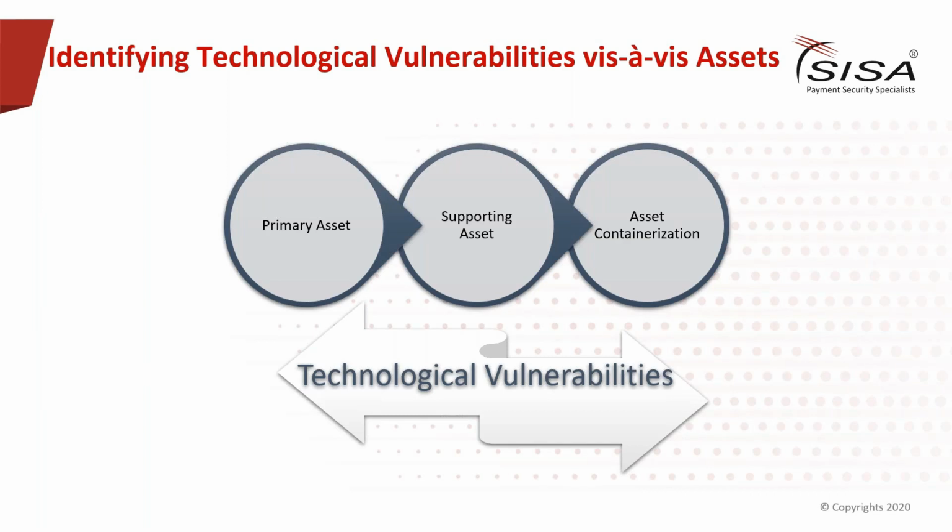And the supporting can be the database server, can be the application server, can be the KMS which you are using, okay? Anything which is trying to protect the primary asset, or is interacting directly with the primary asset, can be taken as a supporting asset. And that is how you'll be able to achieve the asset containerization, so as to evaluate the technological vulnerabilities.